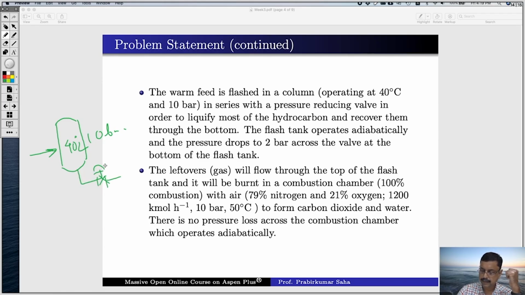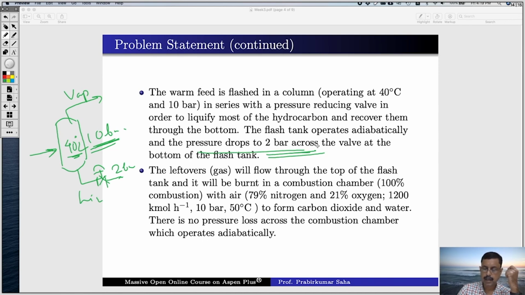So if the temperature is constant, then until and unless the pressure is released, it will not liquefy. There is no point in flashing them, because flash means there will be separation of vapor and liquid. Now for the liquefaction to happen, we have to reduce the pressure through a valve. Here it is 10 bar pressure, here it will be 2 bar, because pressure drops to 2 bar across the valve.